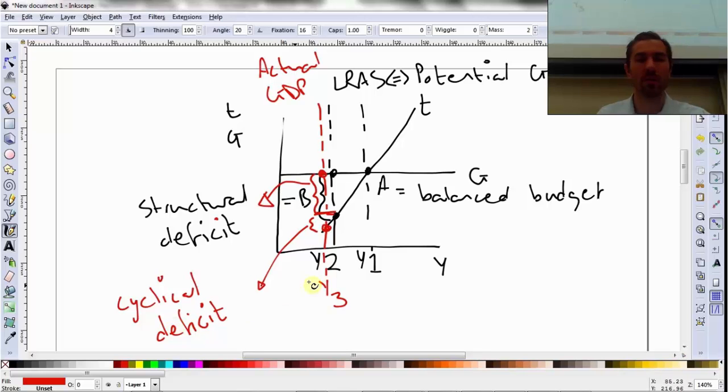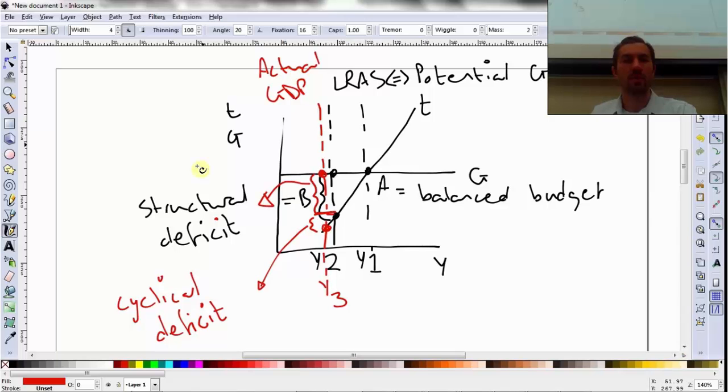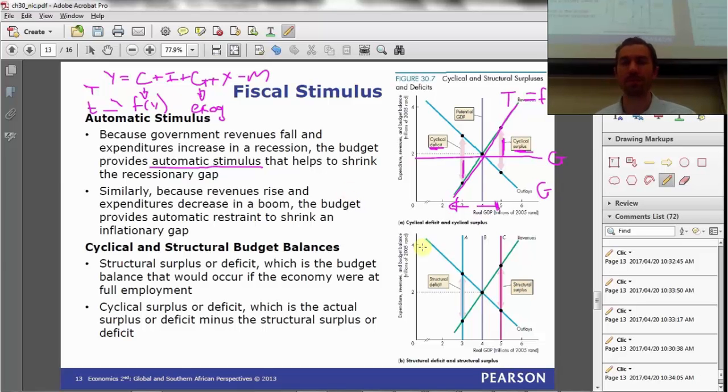In other words, if we return to our previous diagram, in this first graph at our point of intersection, we had a balanced budget, correct? If there was a recession, we would move into a deficit, and the entire deficit here would be a cyclical deficit. Why? Because we have no structural deficit. So everything here is a cyclical deficit. Versus in our diagram here, where our deficit has two components, a cyclical deficit component and a structural deficit component. So just some terminology.